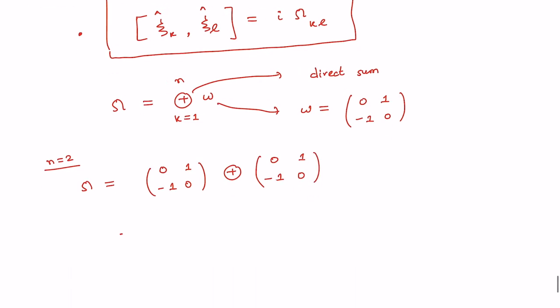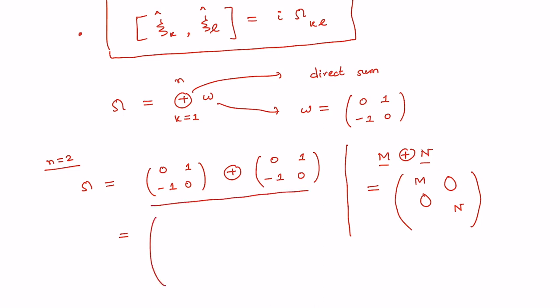By direct sum of two matrices, we mean, say, M and N are two matrices, and taking the direct sum means you will obtain a matrix where the block matrices M and N go to the diagonal of the resultant matrix, and in the rest of the places it would be zero. Okay, that is what we mean by direct sum. So here, the direct sum will give you the block matrix. This one will go as 0, 1, minus 1, 0, and this will be 0, 1, minus 1, 0, and at the rest of the places you will have 0, 0, 0, 0. So that's what we have.